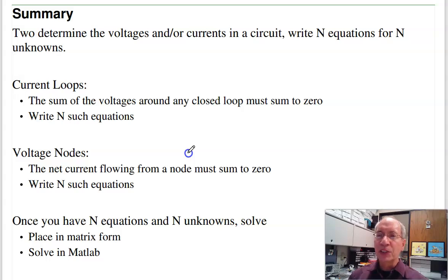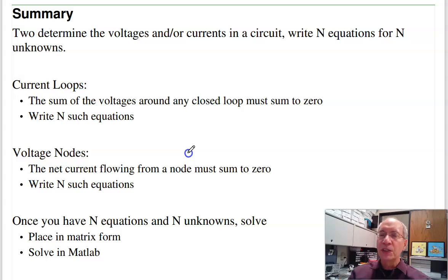For the more complicated circuits, I've got two tools to play with. I've got current loops and voltage nodes. In both cases, I'm trying to write n equations for n unknowns. With current loops, I define the current loops and sum the voltages around n closed paths, write n equations, n unknowns, then solve.